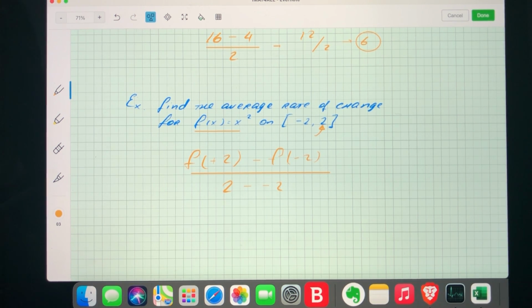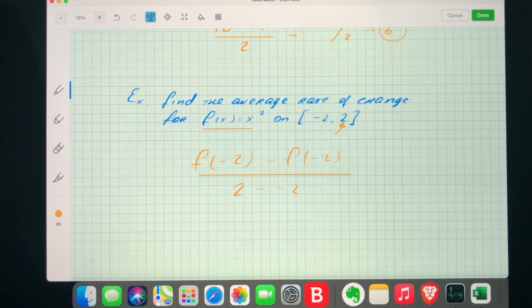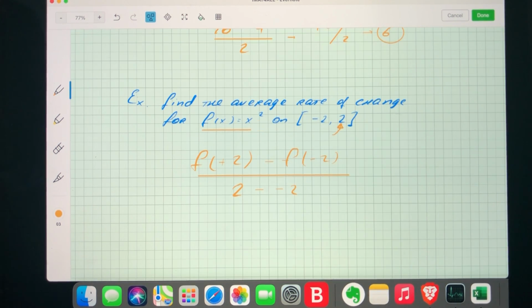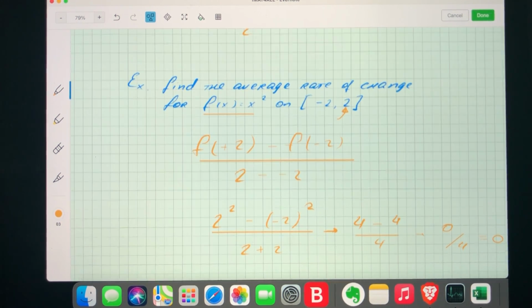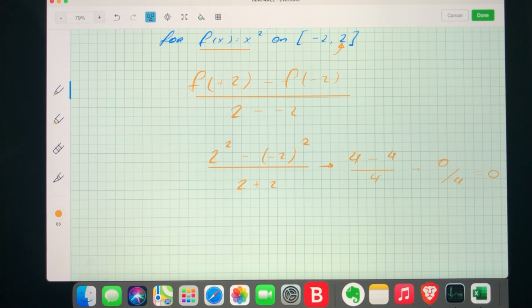So we have two negatives make a plus, and if we plug in 2 in our function, we get 2 squared. And if we plug in -2, we get -2 squared, divided by 2 plus 2. So here we have 4 minus -2 squared, which is also 4, divided by 4. And that makes 0 over 4, which is 0. So the slope, or the average rate of change from -2 to 2 is actually 0.